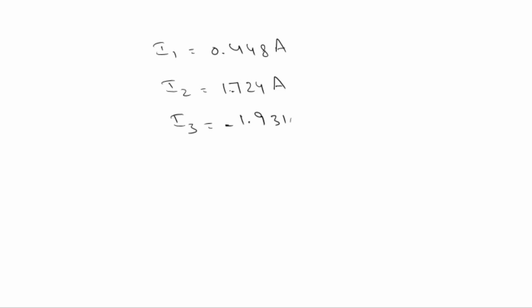1.931 amperes. Here for I3 we obtained minus sign, means the assumed direction is opposite to the actual current flow, and we are asked to find out the current flow through the 10 ohms resistor. The current flow in the 10 ohms resistor equals to I1, which is equals to 0.448 amperes.